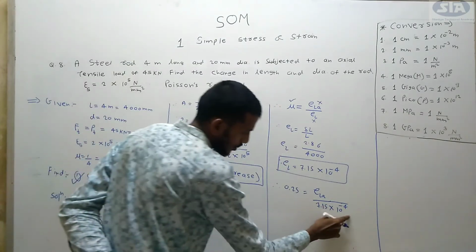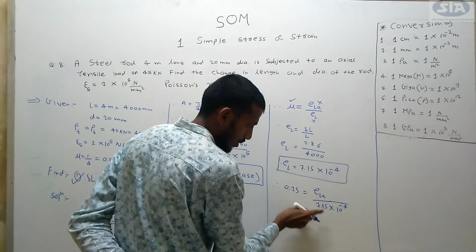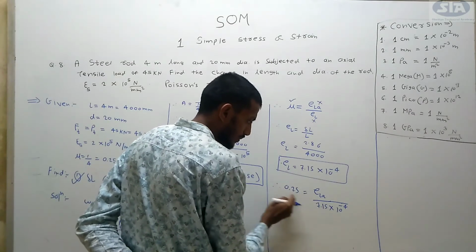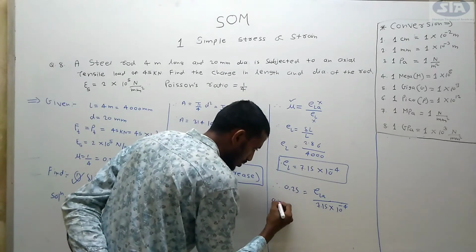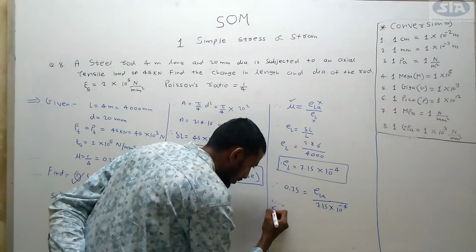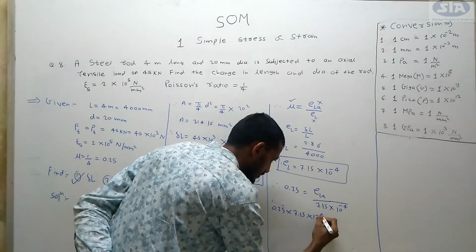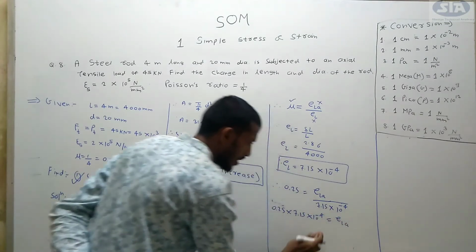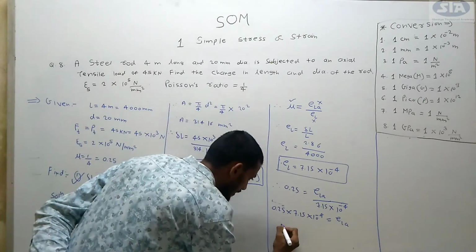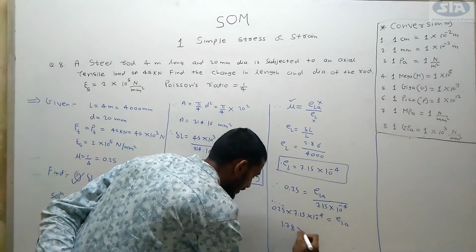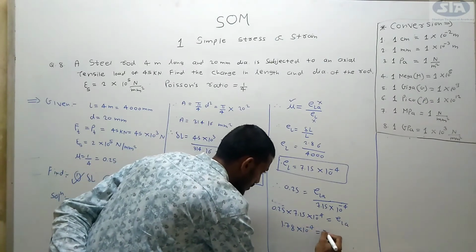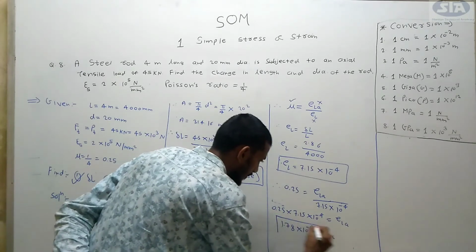Now, this whole term is divided by lateral strain. When we shift to the left hand side, it comes with multiplication of this term. Therefore, 0.25 into 7.15 into 10 raised to minus 4 is equal to lateral strain. After this whole multiplication, you will get 1.78 into 10 raised to minus 4. This is the value of lateral strain.